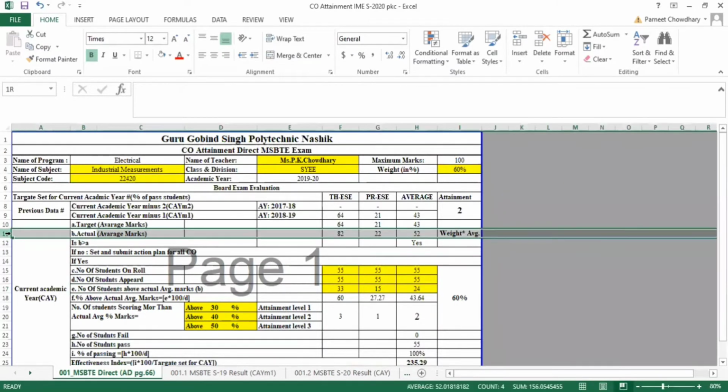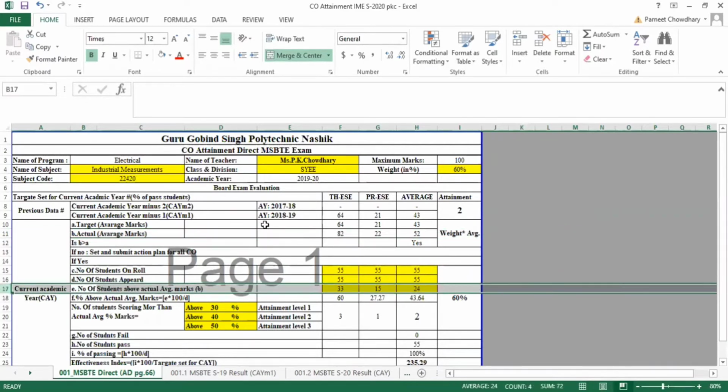So here we have this actual average mark, 82 and 22. 82 was for theory, 22 was for practical. Now we require to find the number of students who have got more than 82 in theory and 22 in practical.